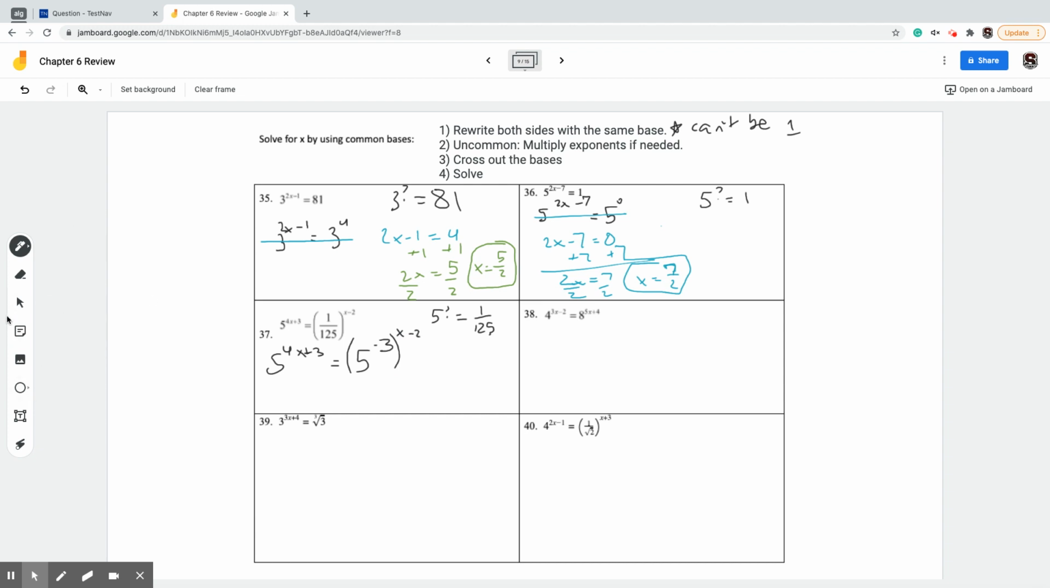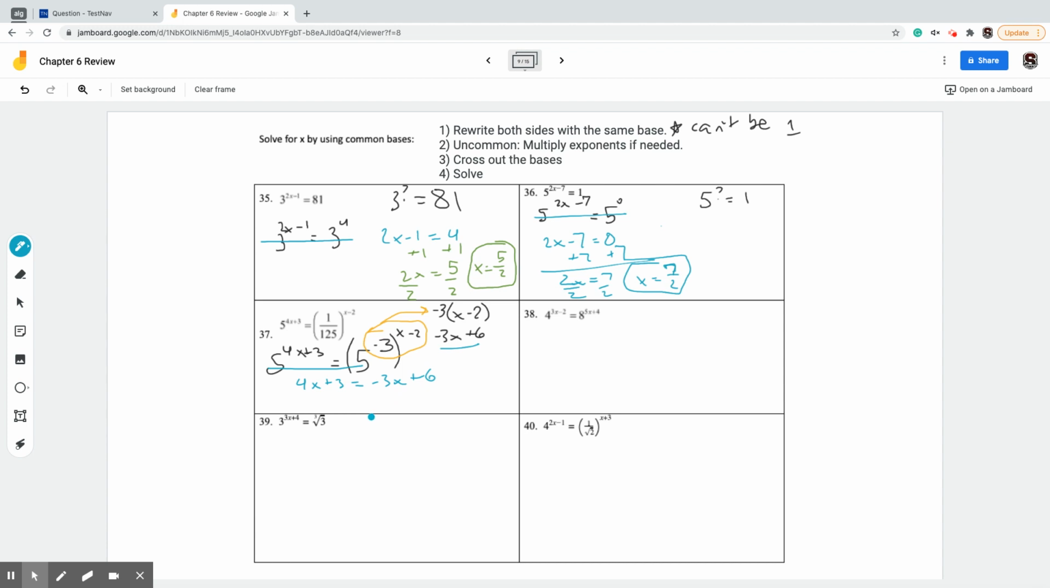Well, I now need to, and I'm going to erase this for a moment, I now need to multiply my exponents. I now need to multiply this, which goes up there, which I already wrote there. And I'm going to distribute negative 3x plus 6. And I'm going to cross out my bases and do a rewrite. 4x plus 3 equals this part, negative 3x plus 6.